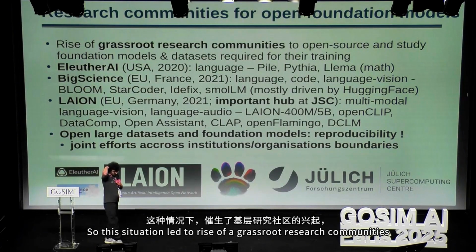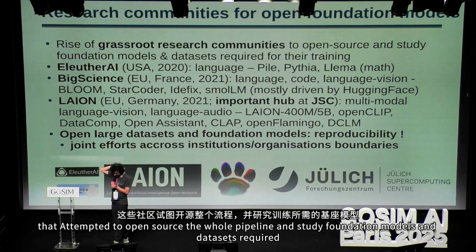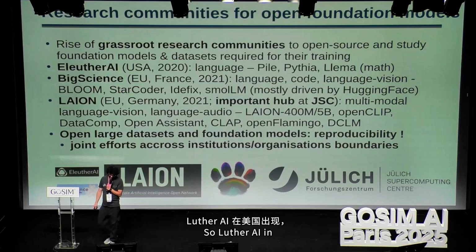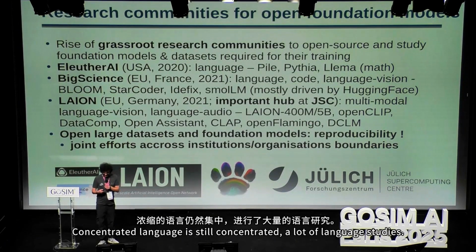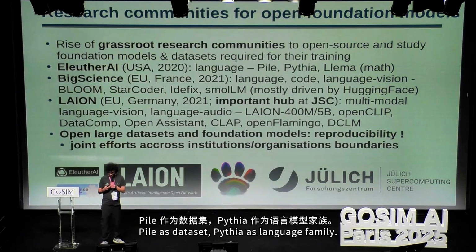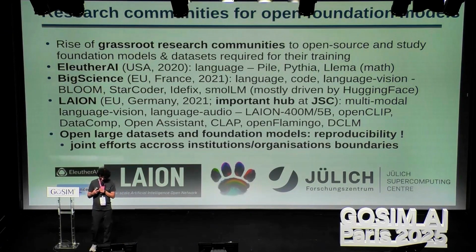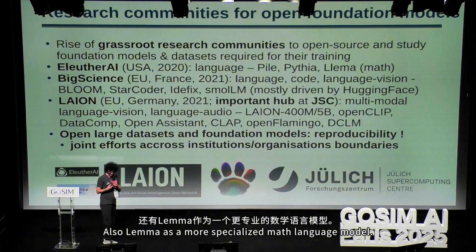So this situation led to the rise of grassroots research communities that attempted to open source the whole pipeline, study foundation models and datasets required for their training. So EleutherAI in the US, appearing around 2020, 2021, concentrated on language, and still concentrates a lot on language studies. Pile as dataset, Pythia as language family, also Llemma as a more specialized math language model.